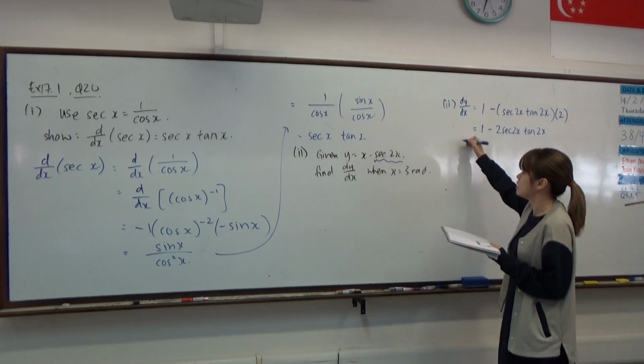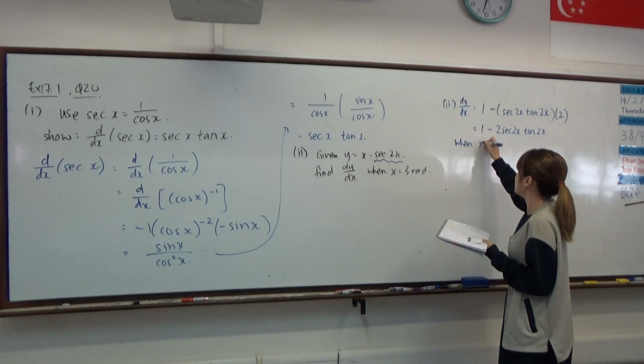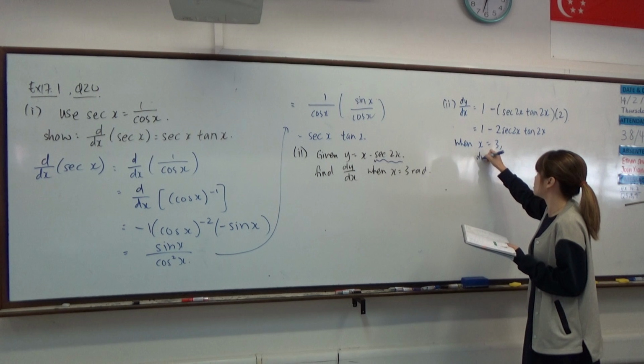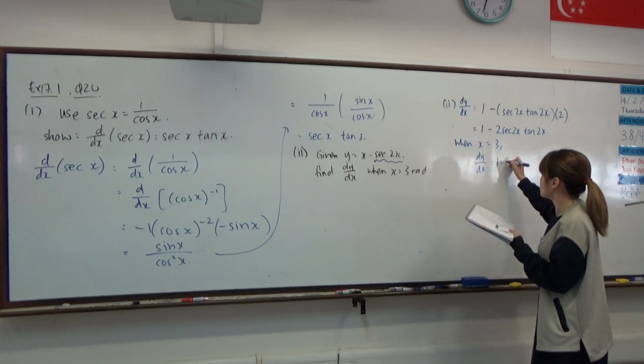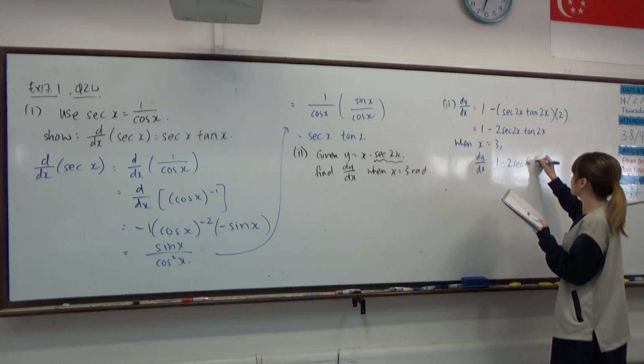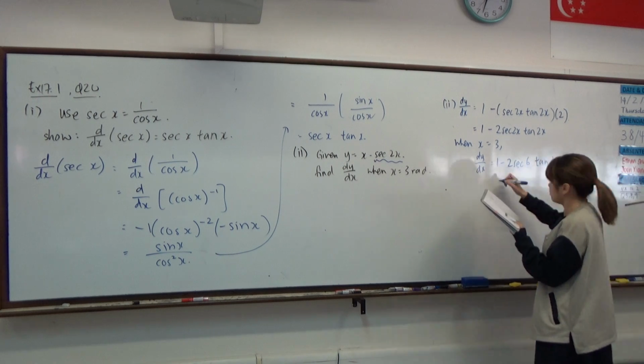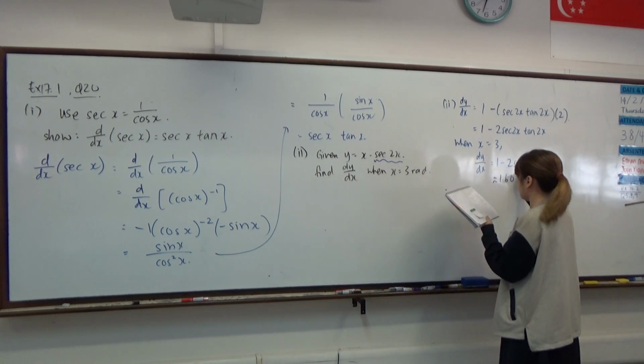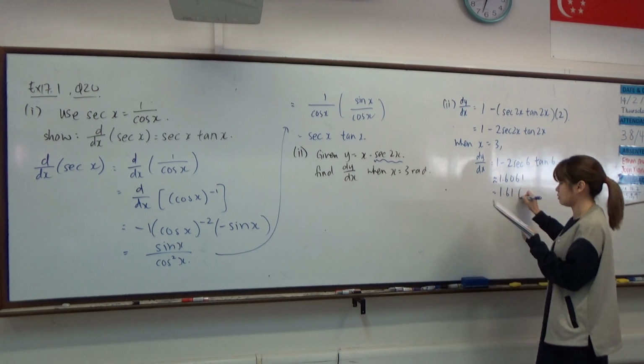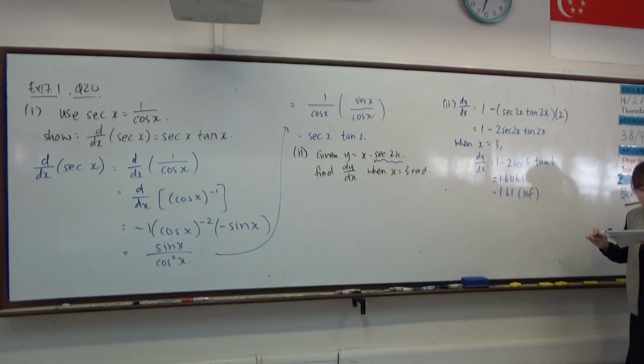And then after that, when x is equal to 3, press into the calculator and you will get 1.61. Make sure you press in radian mode.